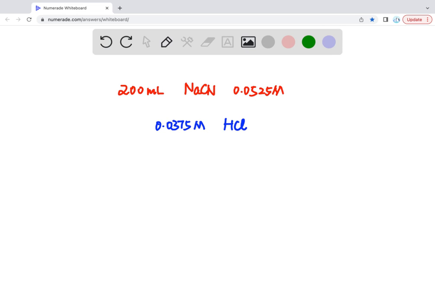So first, we can write down the reaction equation. That is, you have the HCl will react with the sodium cyanide to produce sodium chloride and HCN here. So the reaction is a 1-to-1 ratio. So from here, the first thing we can calculate is the moles of the sodium cyanide in this reaction.